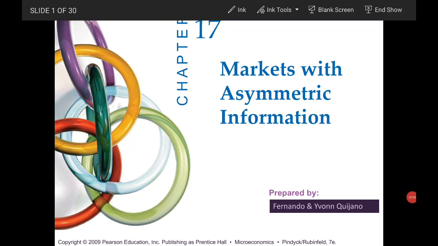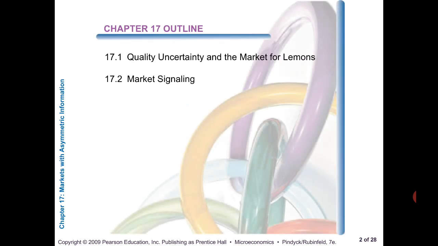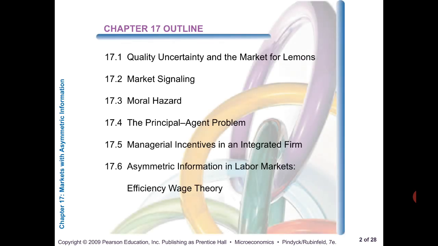Hello students, this is chapter 17 from Microeconomics Pindyck, Markets with Asymmetric Information. We will cover 5 sections. We will omit 17.5 in this chapter.